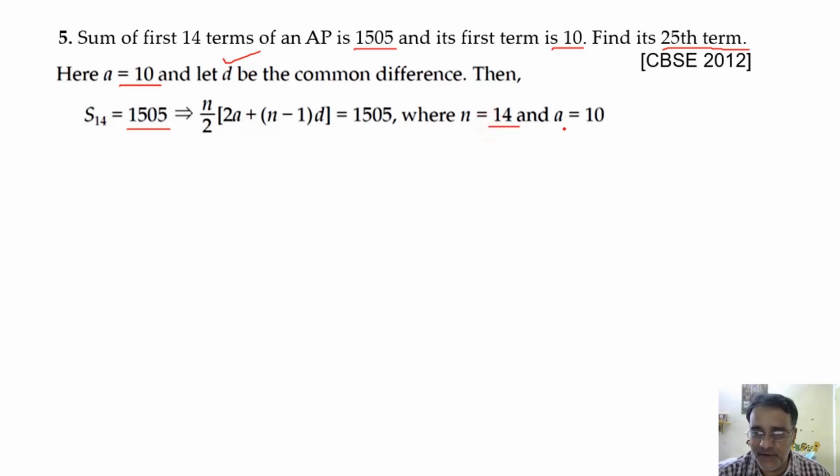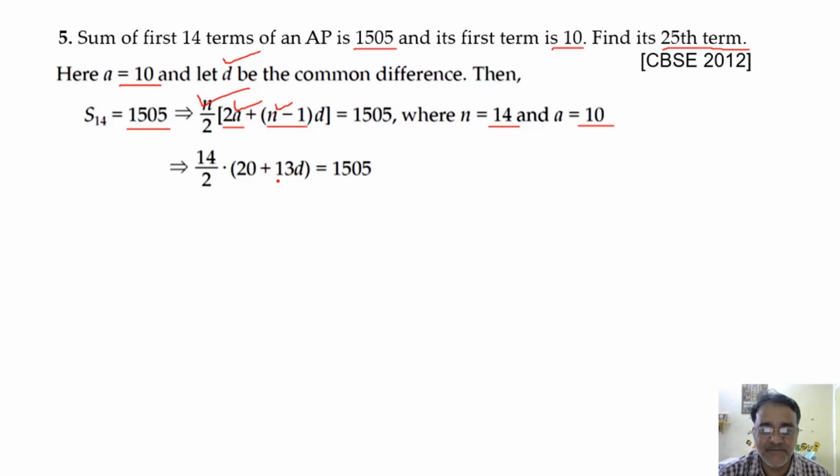The value of n is 14 and the value of a is 10. So we will substitute here the value of n and the value of a. So 14/2, this will become 20 and this will become 14 minus 1, 13d. Okay, this step is clear. Yes, sir. You can cancel it. We'll get 7 here. So 20 plus 13d is equal to 1505 divided by 7. Check, it is divisible by 7. Yes, sir. 215.